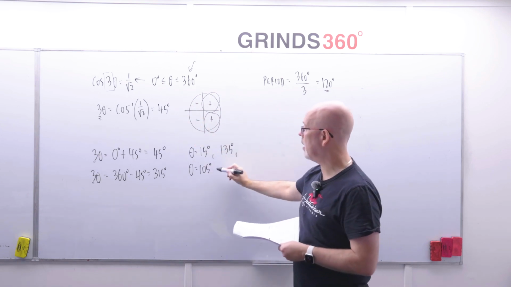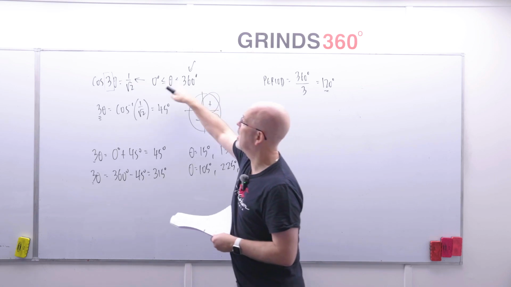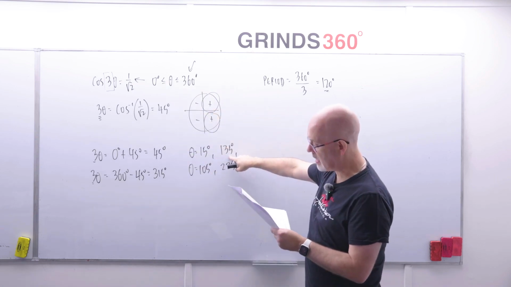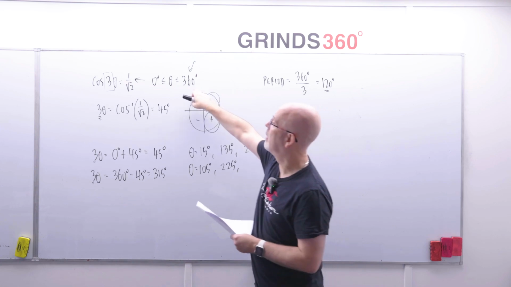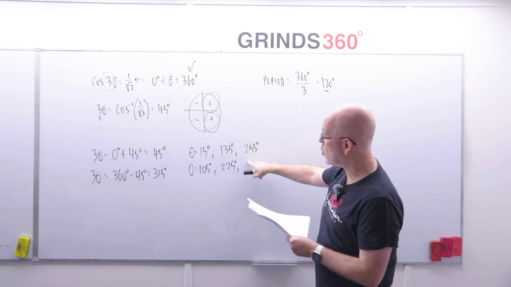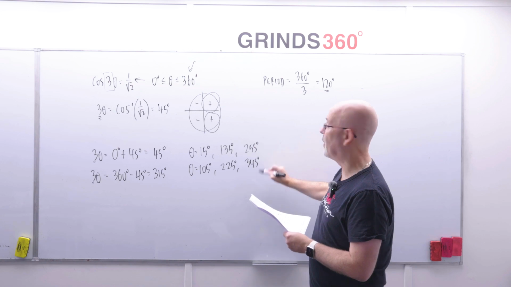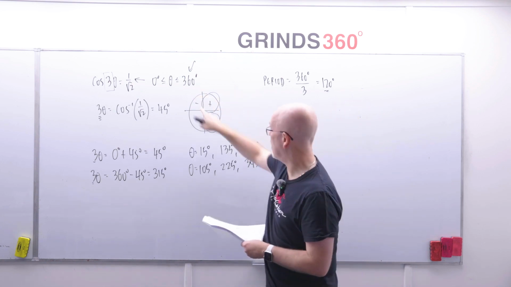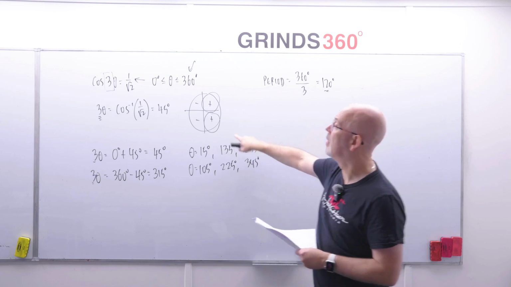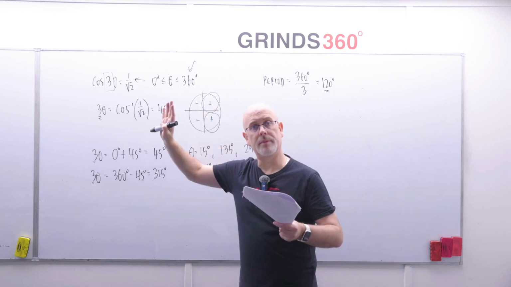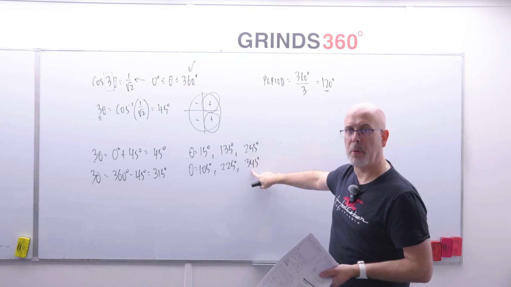Add 120 here, I get 225. That's fine. That's within this range here. Add 120 there, I get 255. That's fine. That's in this range here. Add 120 here, I get 345. That's fine. Okay, that's in this range here. Add 120 here, and I get 375. So I've gone outside that range here, so I'm done. So if I add 120 here, obviously I'm going to get 465. I'm bust there as well.